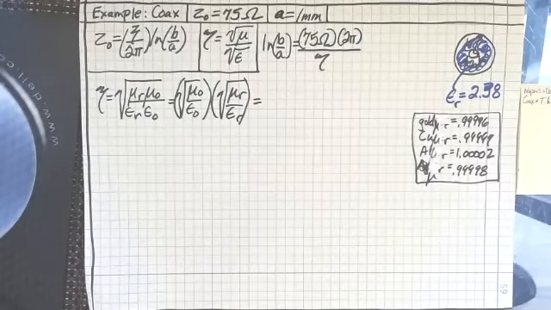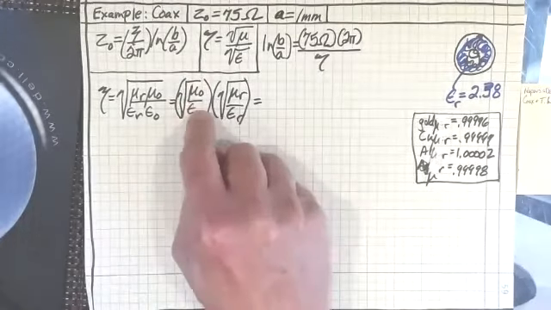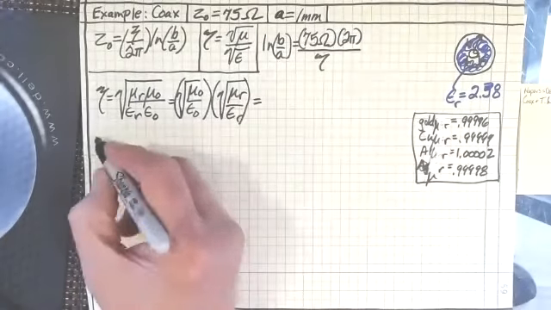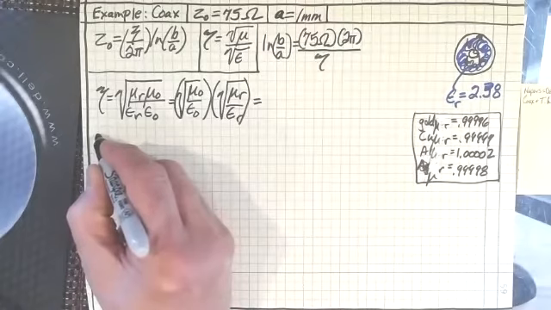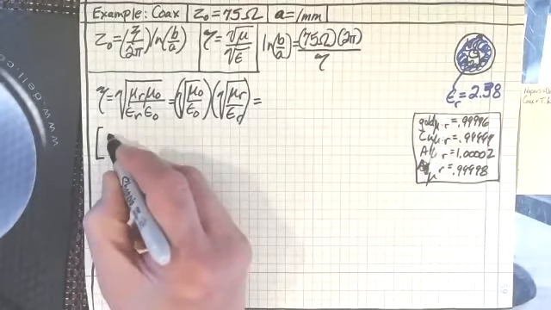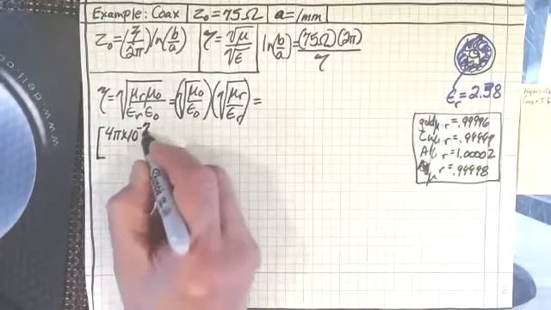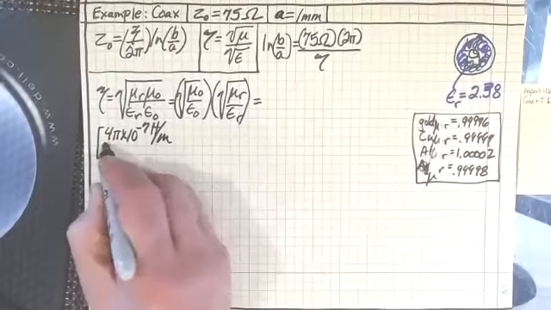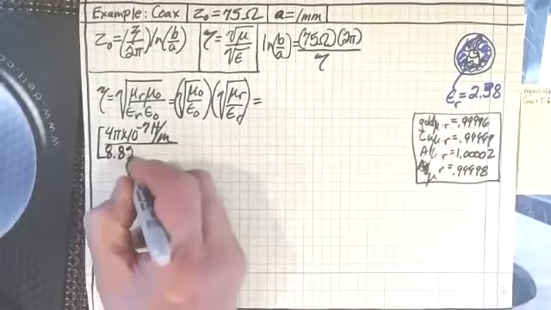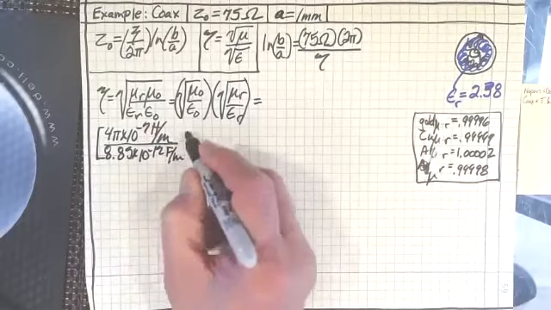Now, let's get back to this. So let's look at mu sub o over epsilon sub o. What is that really? So if I have that, that would be the square root of 4 pi times 10 to the minus 7 henries per meter divided by 8.85 times 10 to the minus 12 farads per meter, right?